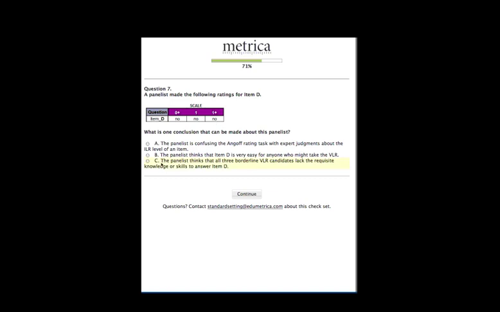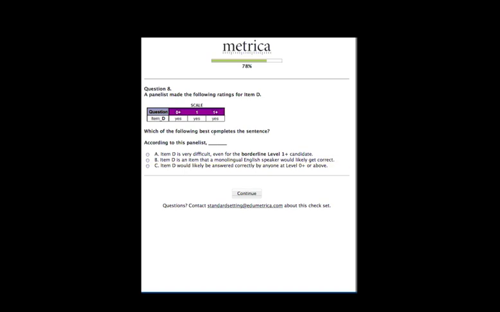What about C? Does the panelist think that all 3 borderline VLR candidates lack the requisite knowledge and skills to answer item D? Yes, he or she does believe that, because they answered no, no, and no. Question 8. Different situation. Yes, yes, yes. What does that mean? Well, does it mean A, item D is very difficult even for the borderline level 1 plus candidate?